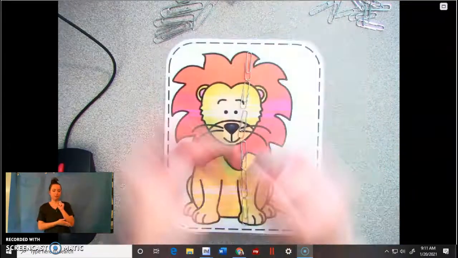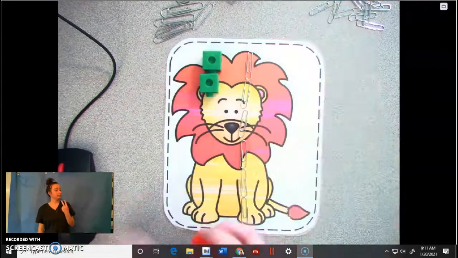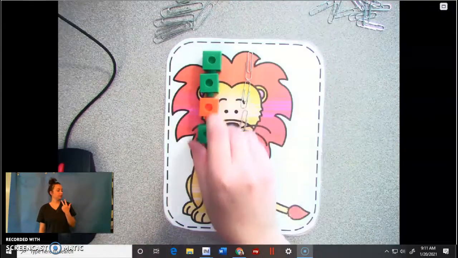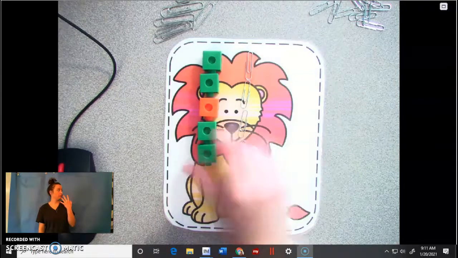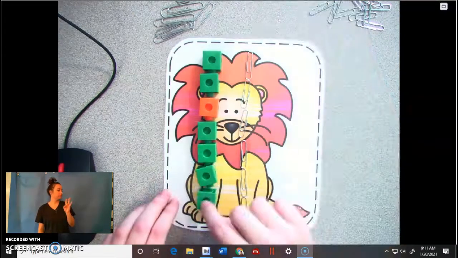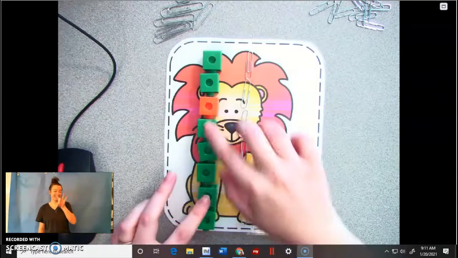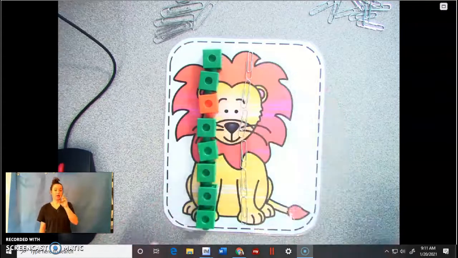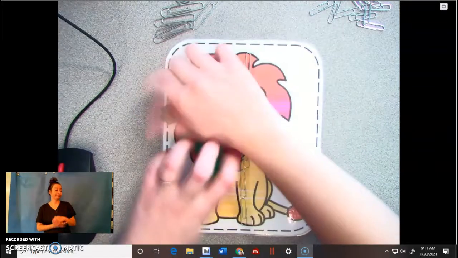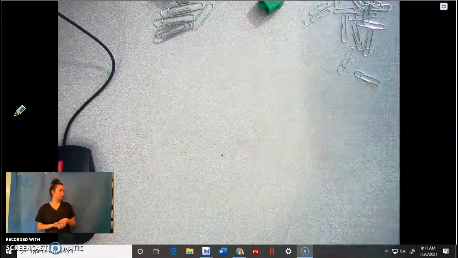Let's try with our blocks. 1, 2, 3, 4, 5, 6, 7, 8. He is 8 blocks tall. All right, last one. He is the biggest animal so far.